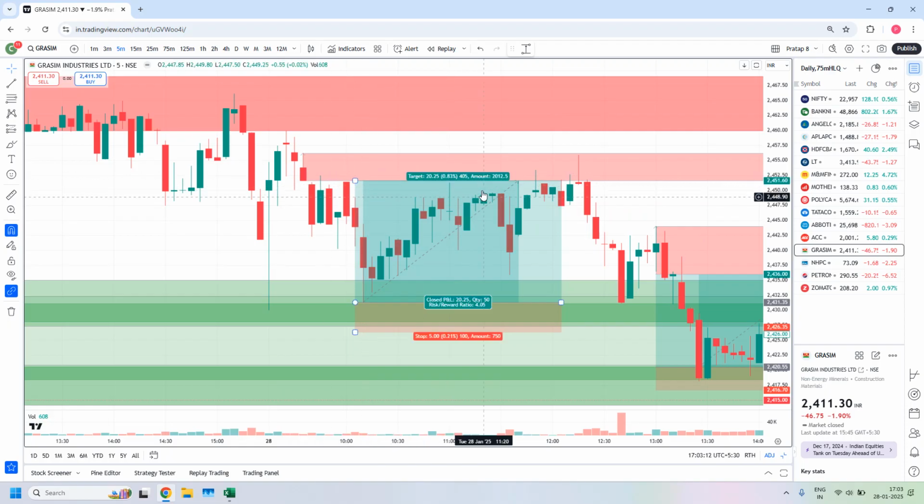Maybe by seeing this, you can exit here. Still, you might have some concern that maybe this zone, if violated, may reach up to here. If you feel like that, this also does not allow, so definitely you have to exit in this candle. If not in this candle, then maybe the next candles.